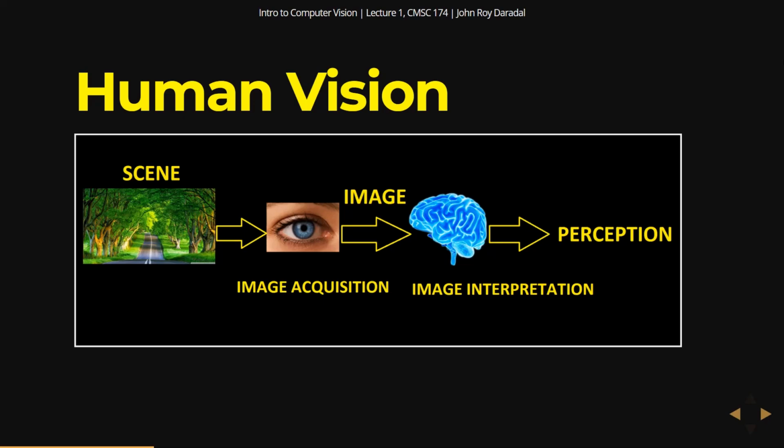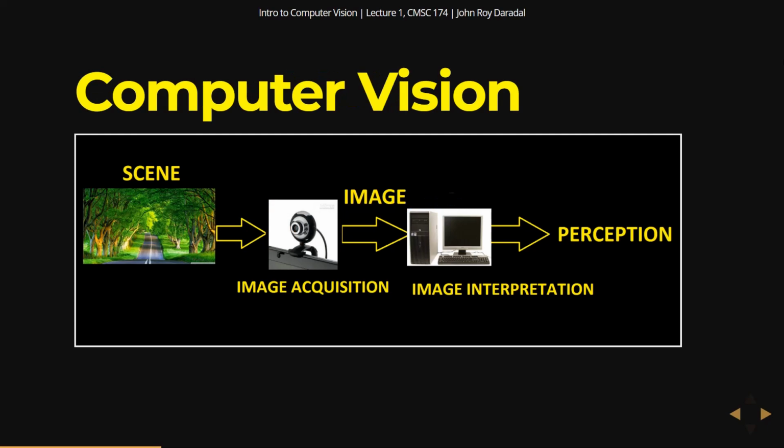Now for computer vision, it's more or less the same, but we replace the eye with the camera and the brain with the computer. So from this to this. Basically it's the same. The image acquisition is done by the camera, and then the image captured by the camera is sent to the computer for processing and analyzing, and that's when you do the interpretation part. That is when you get the perception. So it's more or less the same process. It's just that we have different tools that do the acquisition and interpretation. So that's computer vision.